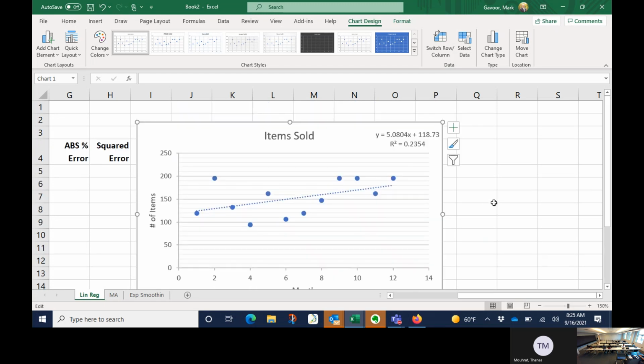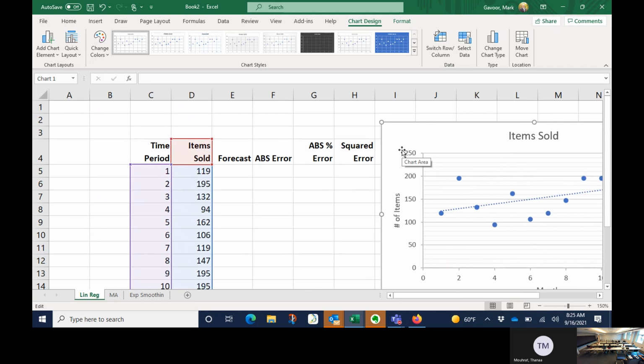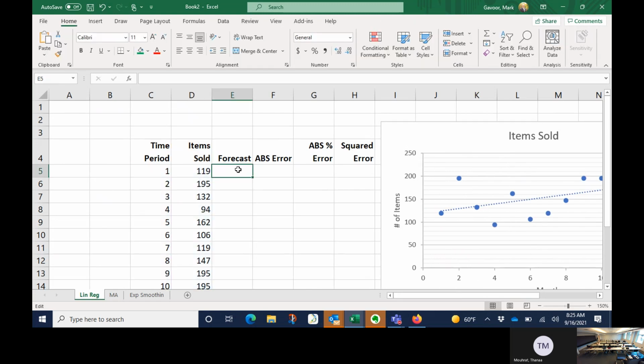Now you've got a regression equation. It says 5.0804 times X, X being the month, plus 118.73. That would be your forecast. So put that formula in there and fill in that whole column.